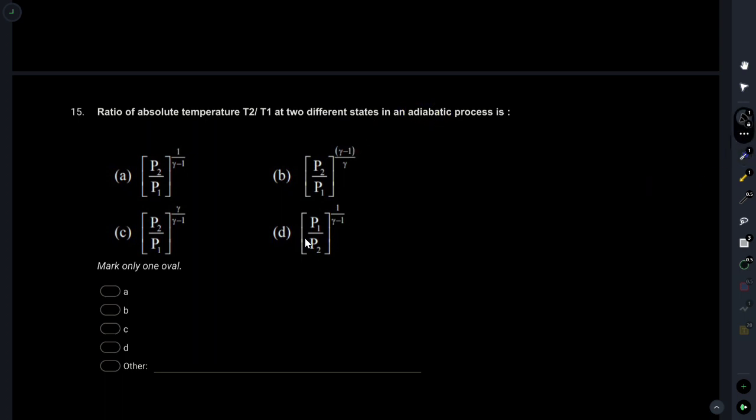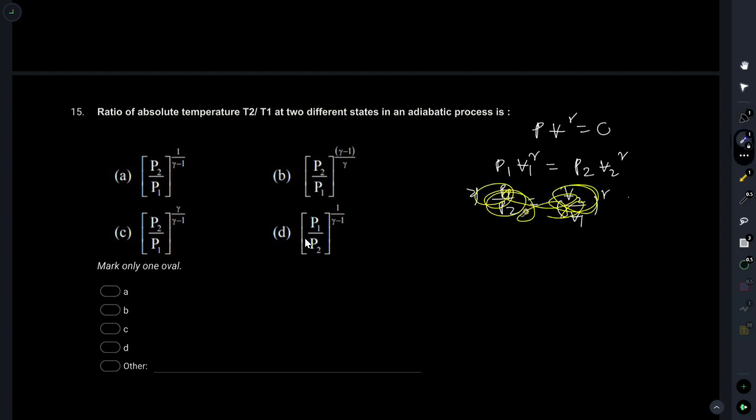For an adiabatic process we can write PV to the power gamma equal to constant, right? And of course, if we are talking about a process, then there will be two states joined by a path. For these states I can write P1 V1 to the power gamma equal to P2 V2 to the power gamma, right? And I can write P1 by P2 equal to V2 by V1 raised to the power gamma. So this is the relation which we got over here.